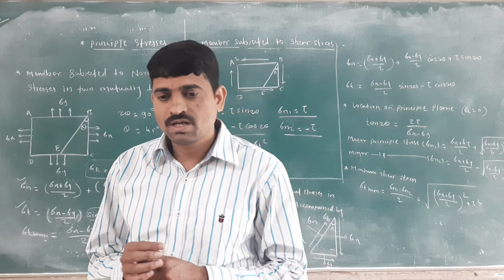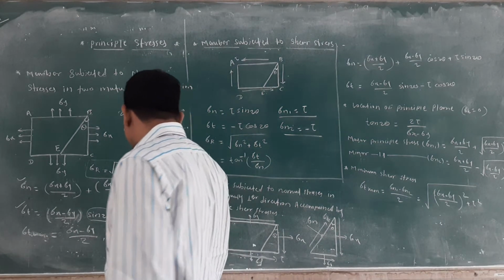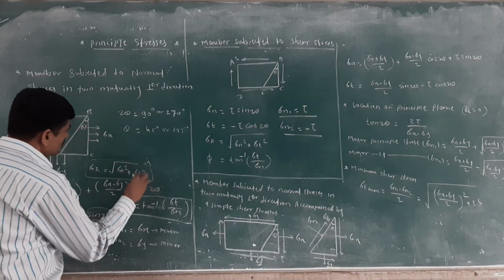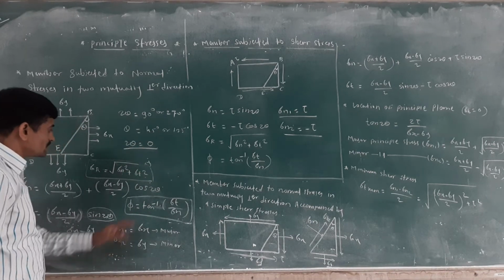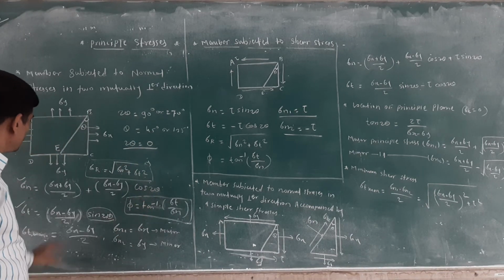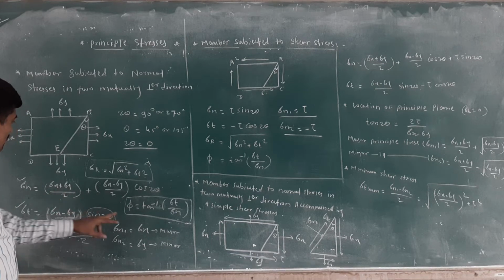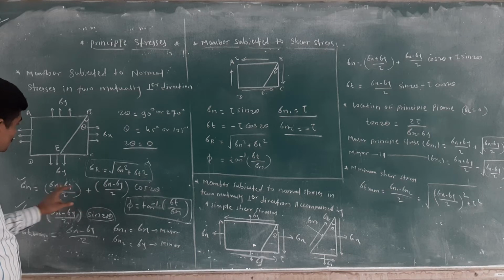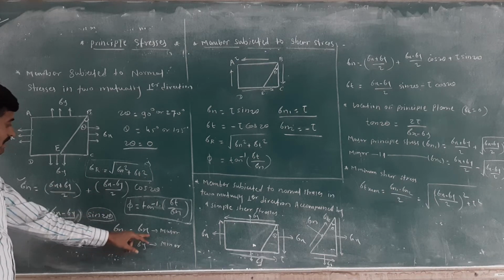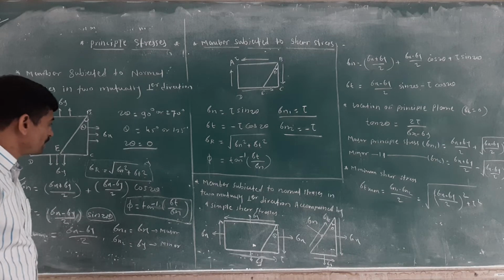Yes, anybody? 2 theta value is 0. If you put the 2 theta value as 0, cos 0 is equal to what? 1. Then if you are solving this, sigma y gets cancelled, and sigma x plus sigma x is 2 sigma x, 2 gets cancelled, you will get only the sigma x value.